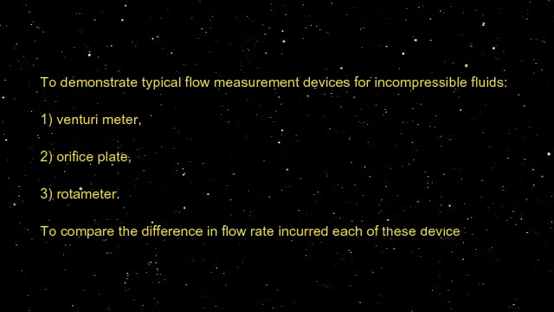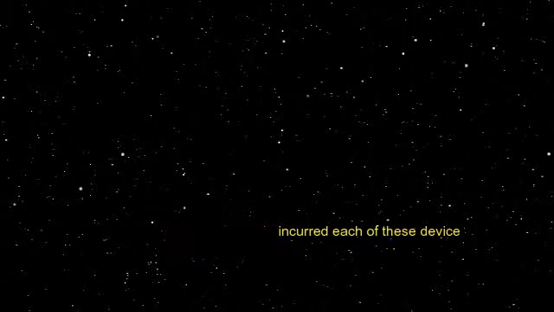There are two aims for this experiment. The first one is to demonstrate typical flow measurement devices for incompressible fluid. The devices are venturimeter, orifice plate, and rotameter. The second aim is to compare the difference in flow rate incurred by each of these devices.